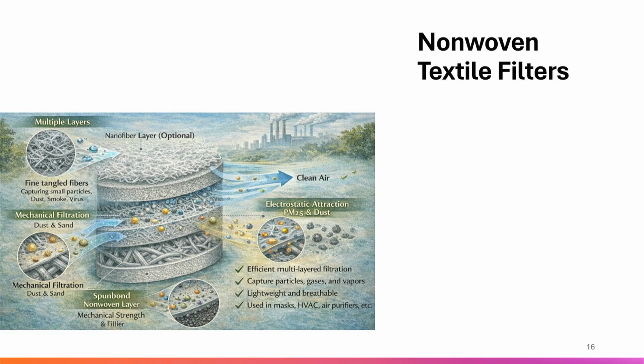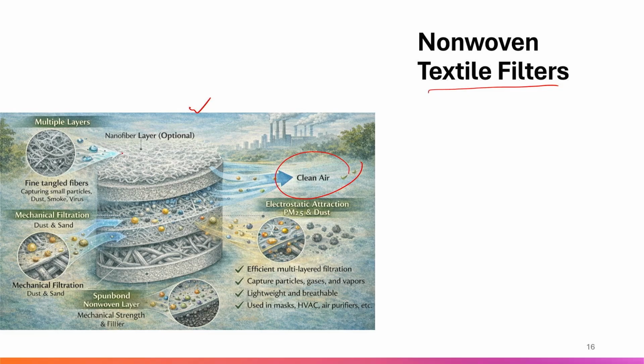Now, nonwoven textile filters are very important, very widely used for air filtration, because they will generate higher filtration efficiency, but lower pressure drop. The porous structure is there. You can see multiple layers are used for filtration here. Now, you can see that clean air is coming out.